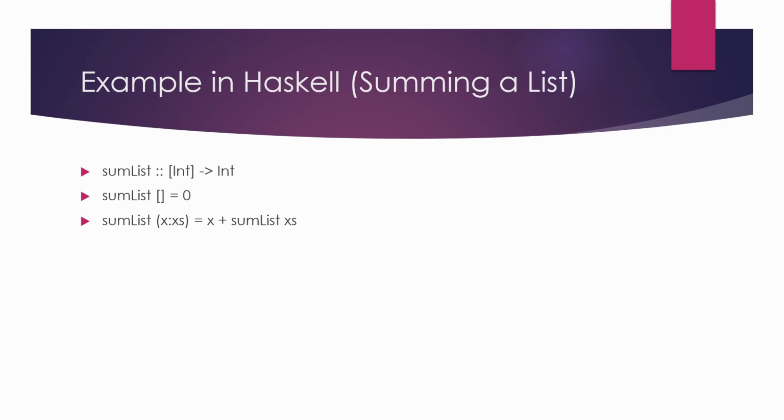Here's an example of recursion in Haskell. This function sumList recursively sums the elements of a list by adding the first element to the sum of the rest of the list. The base case is an empty list where the sum is 0.